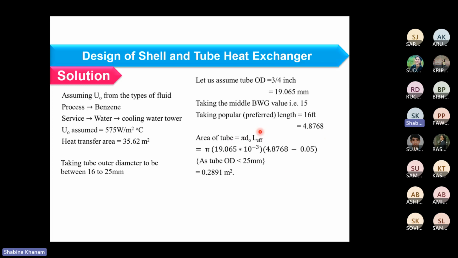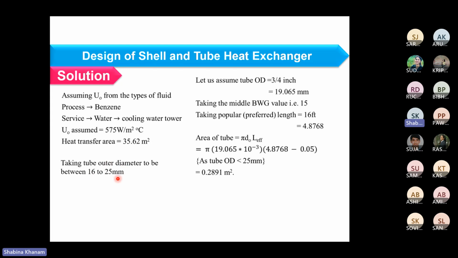Now we need to calculate the area of one tube. Area of one tube, when we are considering, is pi d naught L effective. The d naught value is there already. L effective means you need to deduct the section of the tube which is inside the tube sheet, which will not participate in heat transfer, right? So how do we choose the correct thickness of the tube sheet? Tube sheet thickness should never be less than 25 mm, that we have discussed in construction details. So you can recall, at least 25 mm tube sheet thickness should be there.